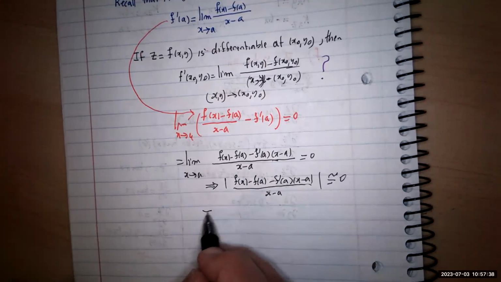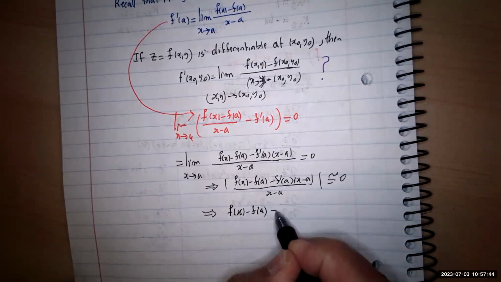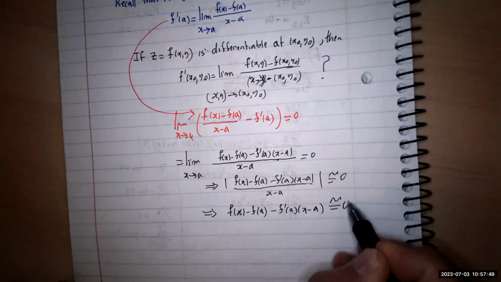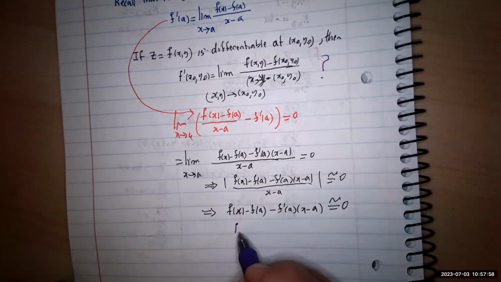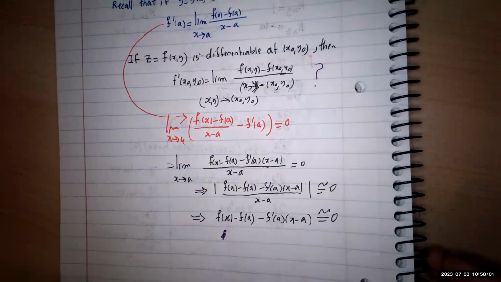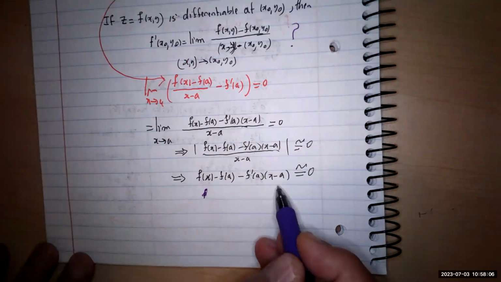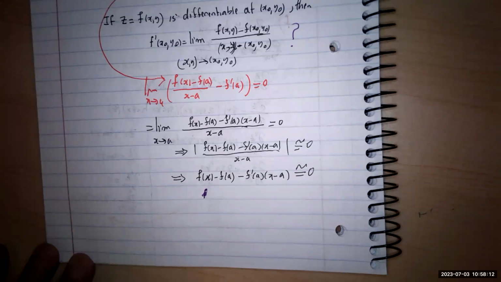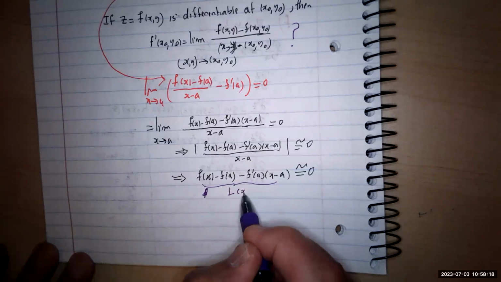If this is approximately 0, then the top would be approximately 0. So f of x minus f of a minus f prime of a times x minus a would be approximately 0. What we do in calculus 1 is recognize this as just the equation of a tangent line, which we refer to as L of x.